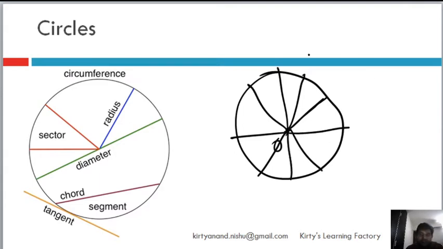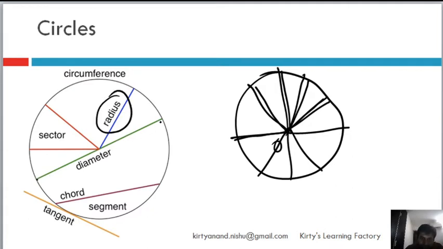So how do we create a circle? We take a compass, we take a pencil, we put the compass on one center, and then we just rotate with the pencil and we get a circle. So that's how we do that. Now the distance from the center to the circumference is the radius.